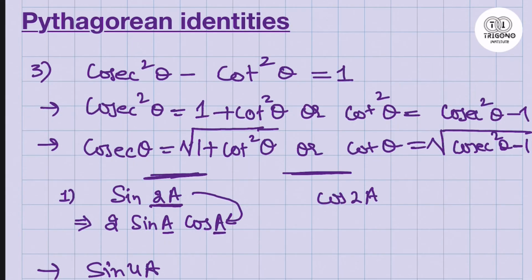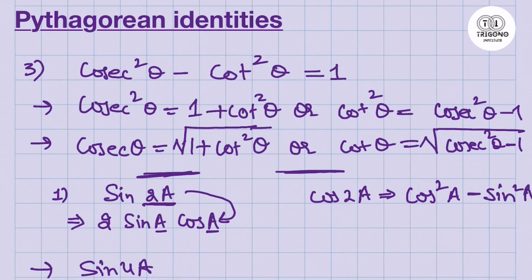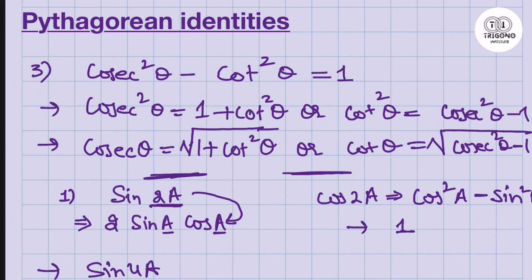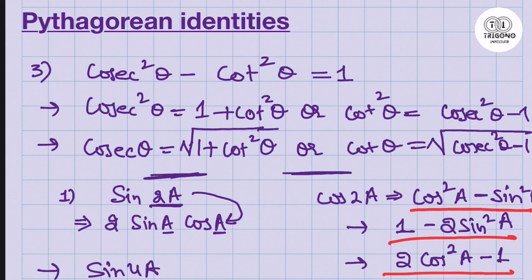Also in the case of cos 2A, there are several formulas. The first formula is in the form of cos and sine: cos square A minus sine square A. The next formula is 1 minus 2 sine square A, and the last one is in the form of cos, that is 2 cos square A minus 1. So you can choose any of the formulas while you are solving problems according to your need, depending on what you have in the question or what you want to solve in the question.